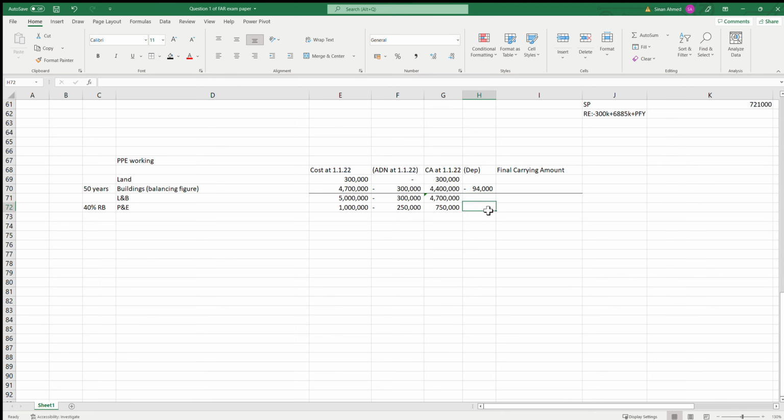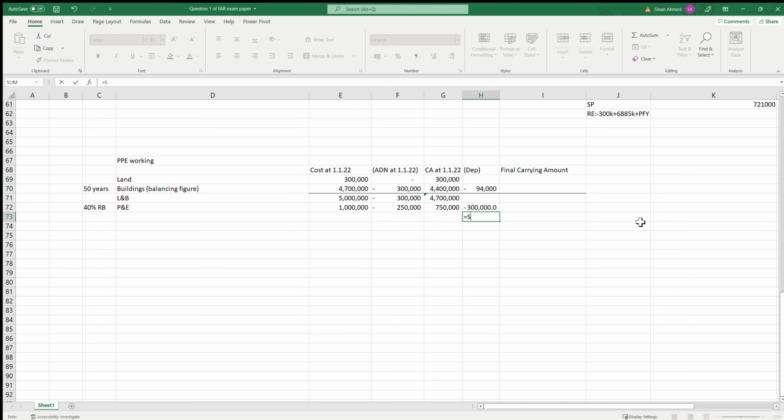Okay, and then here it's going to equal 750,000 times minus 0.4, because that gives us 300,000. Right, so our total depreciation is going to be 394,000. Let me just make that a bit neater.